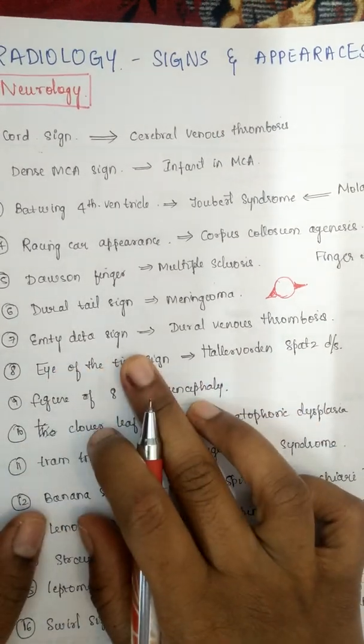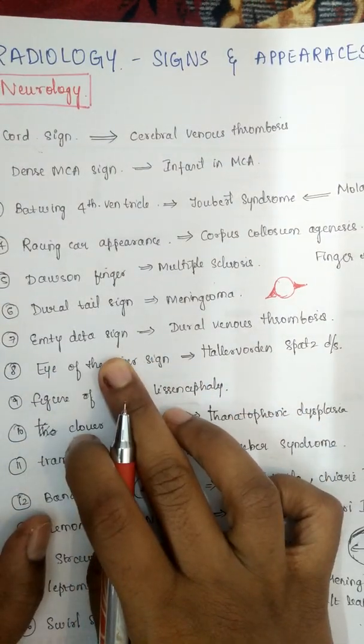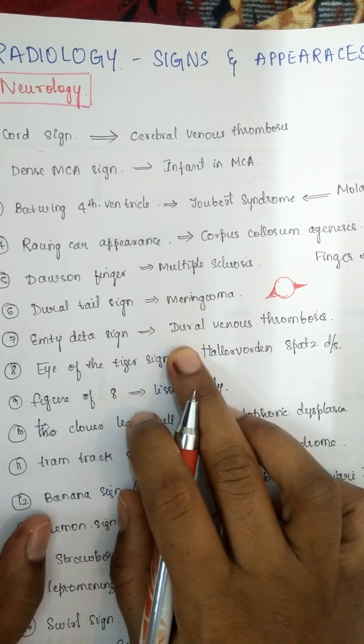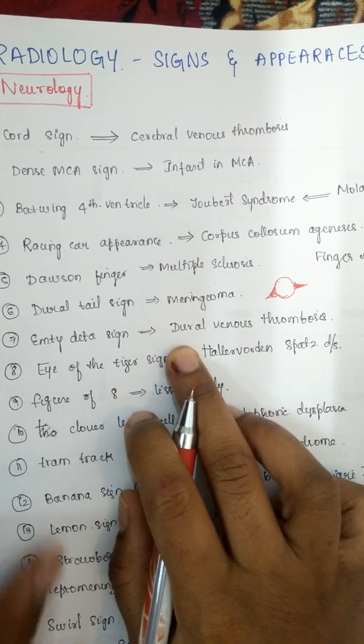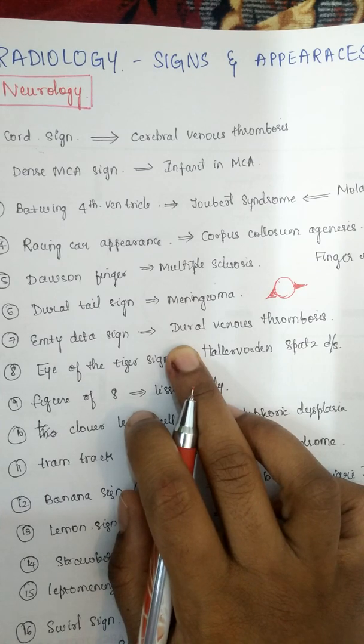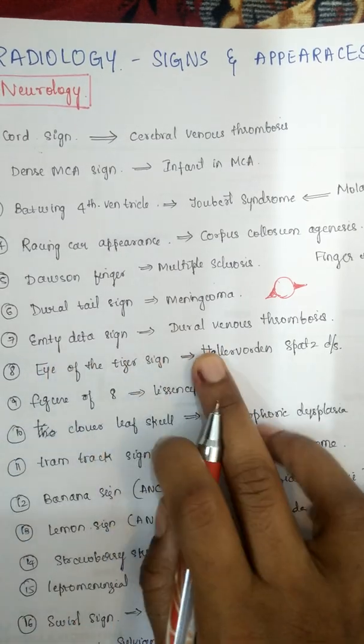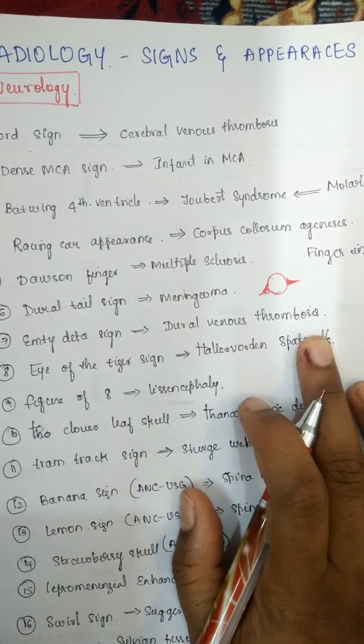Next is the empty delta sign. The empty delta sign is when the superior sagittal sinus gets a thrombus, it cannot be visualized, so a filling defect appears. This is known as the empty delta sign, seen in dural venous thrombosis.